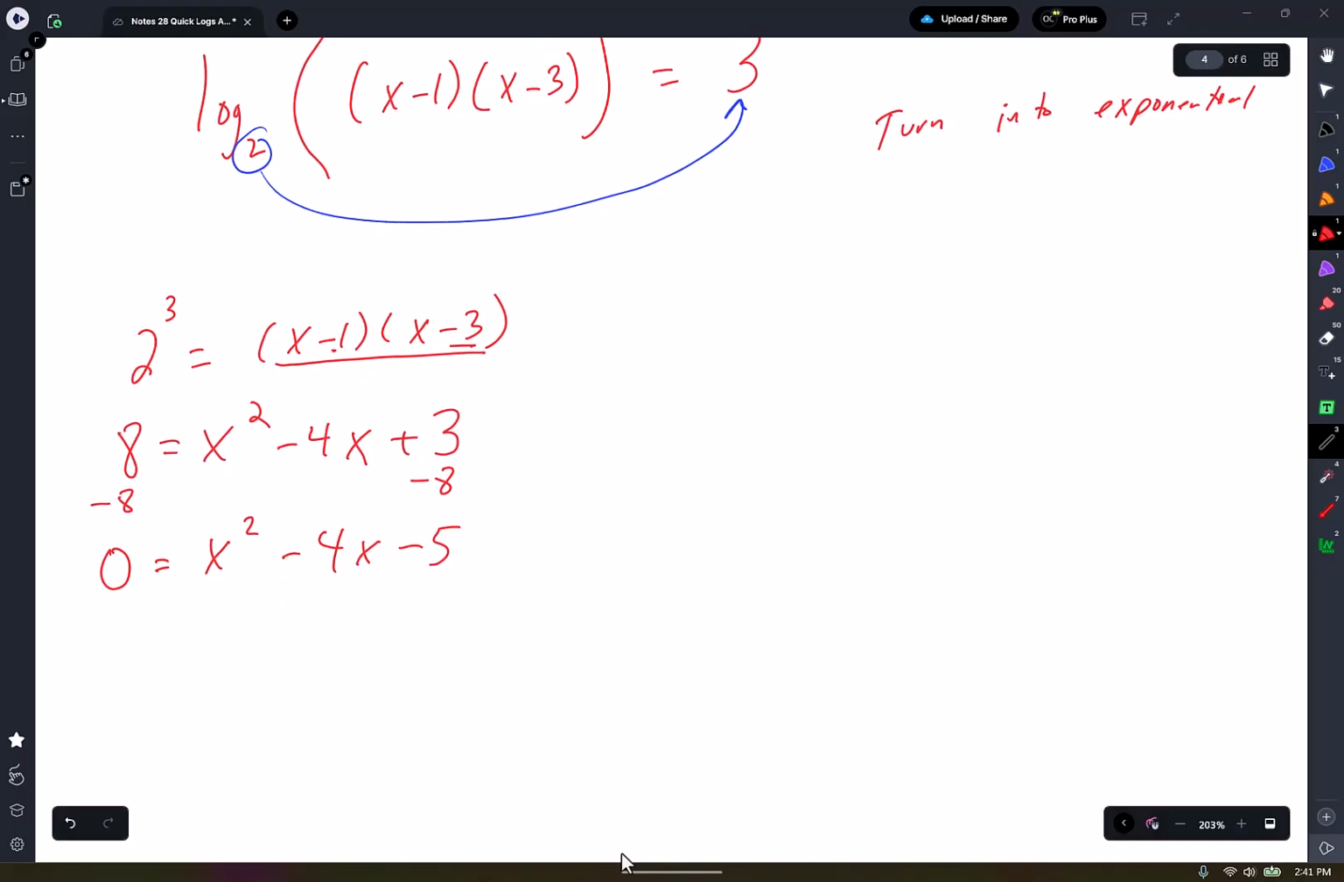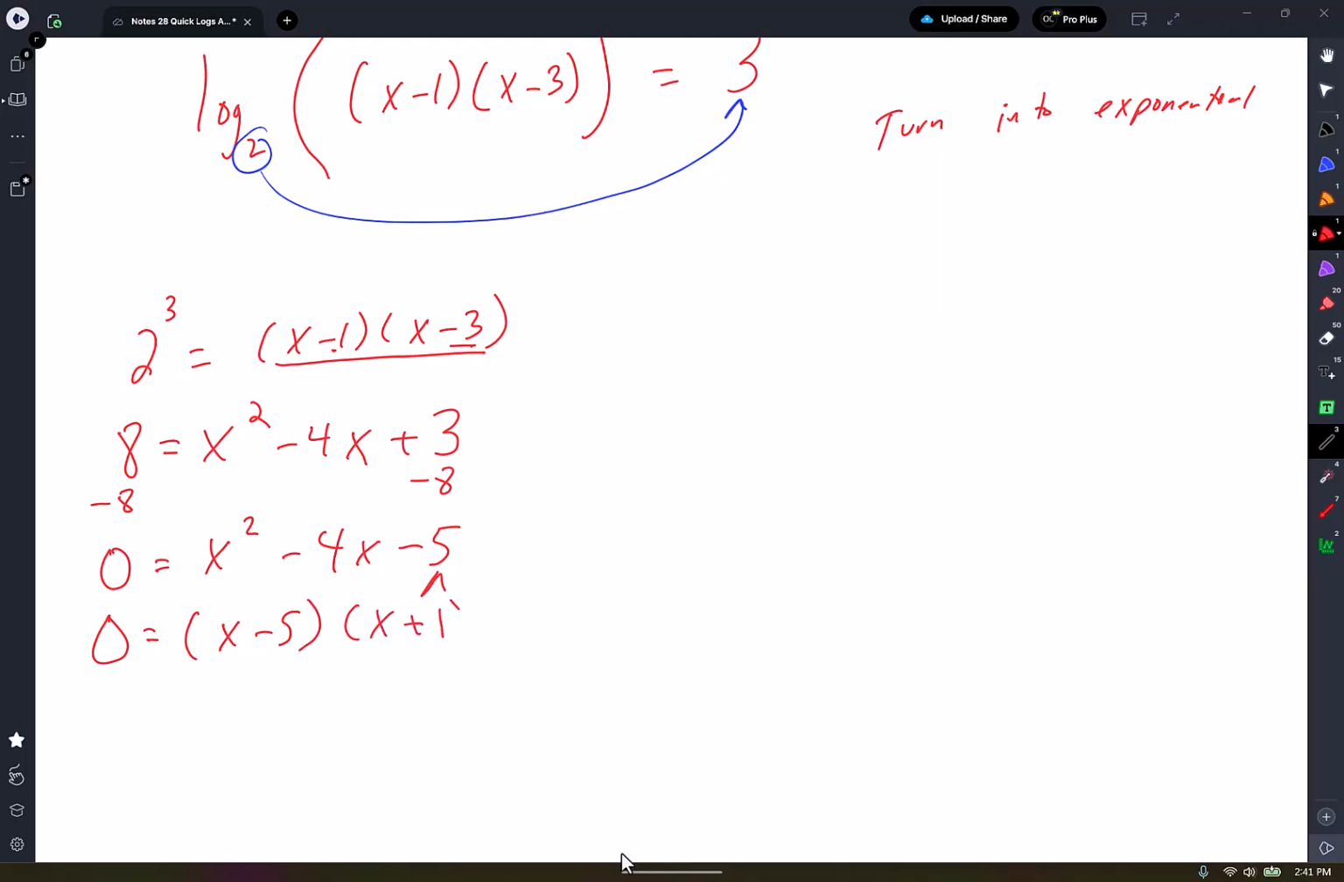You can see where your algebra skills come in, guys. This is where you took all of Algebra 1. 0 equals two numbers that multiply to negative 5 but add up to negative 4: 5 and 1. (x minus 5)(x plus 1). There it is. So I have two answers. What will give me a 0? Well, if x is 5, 5 minus 5 is 0, and 0 times anything is 0. Or if x is negative 1. That makes sense?